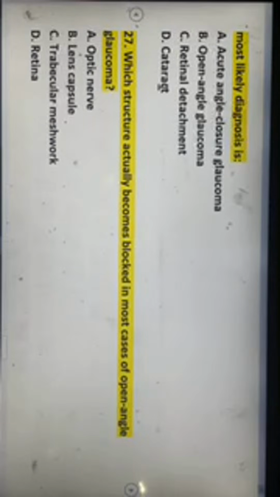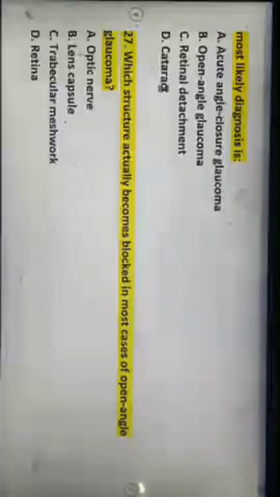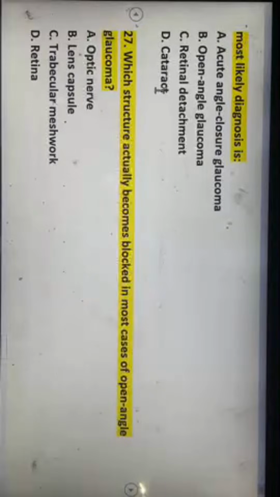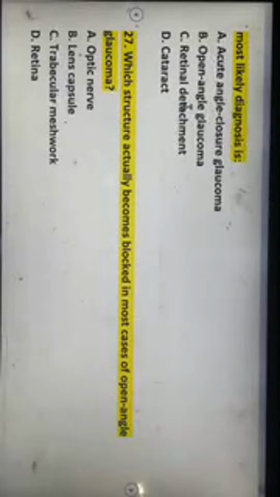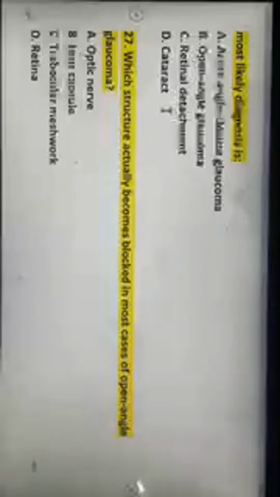So now, if you choose C, you are wrong. If you choose D, you are wrong. If you choose A, you are wrong. The right answer is what? B. Very simplified in the private class. Okay, are we together? Yes, we are together.